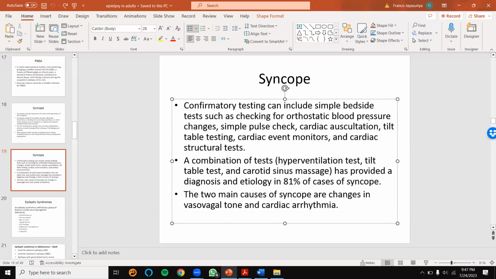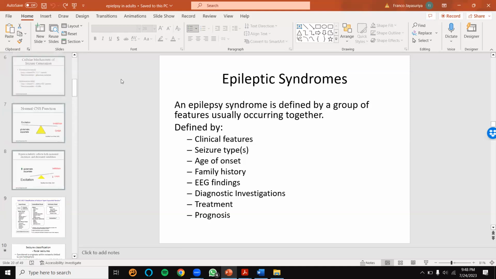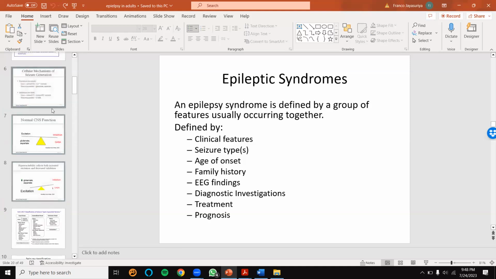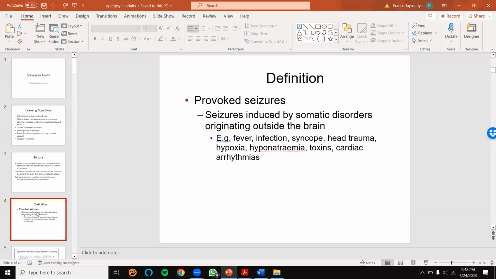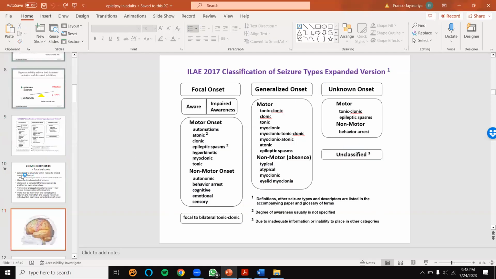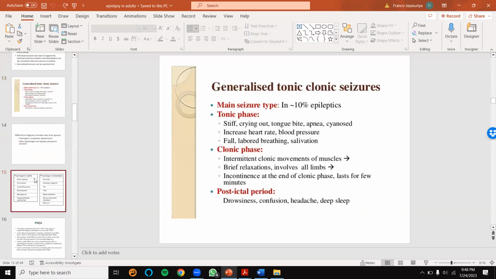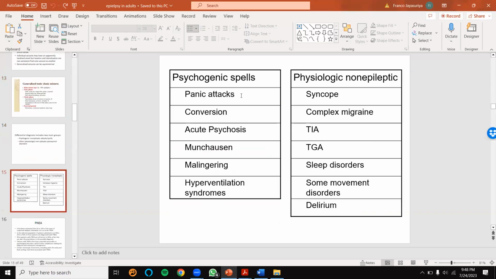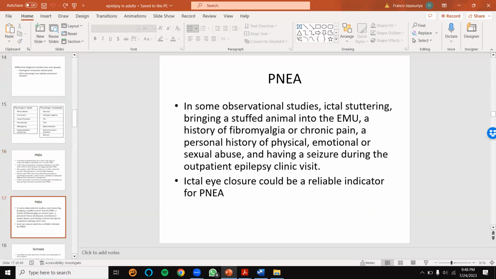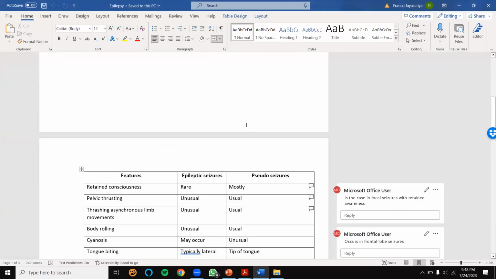Know the bedside test because that is what you can do in the long case, right? Okay, up to that point, I hope it's clear. Basically, we discussed what a seizure is, what epilepsy is, okay? The classification, what happens in the tonic movements, tonic phase, post-ictal period, the DDs, okay? And then how to differentiate epilepsy from syncope, and epilepsy from pseudo-seizure.